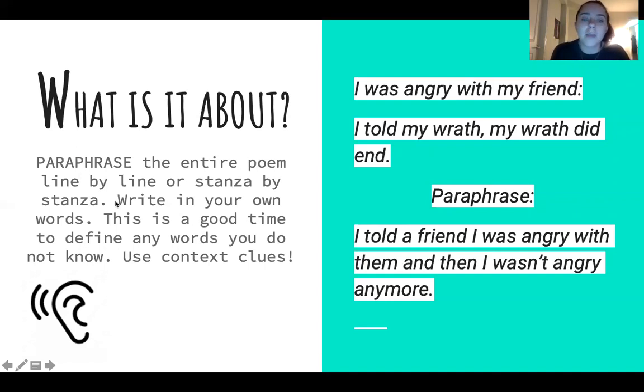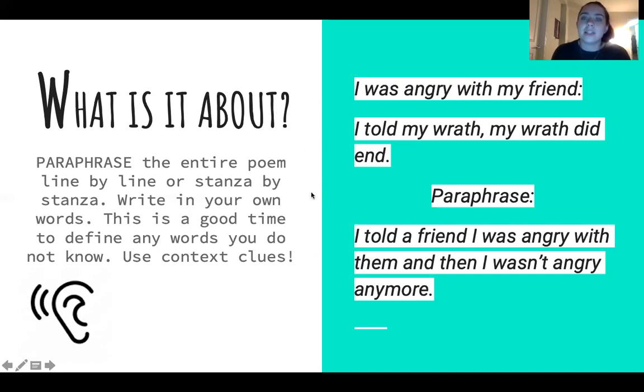This is a good time to define any words you do not know. So the great thing about distance learning is that we're always doing this work on computers. So it's really easy. If you see a word in a poem that's unfamiliar to you, you can just stop, search it up on Google, come back, write the definition in your notes. This is a great time to do that work during the W in TWIST.